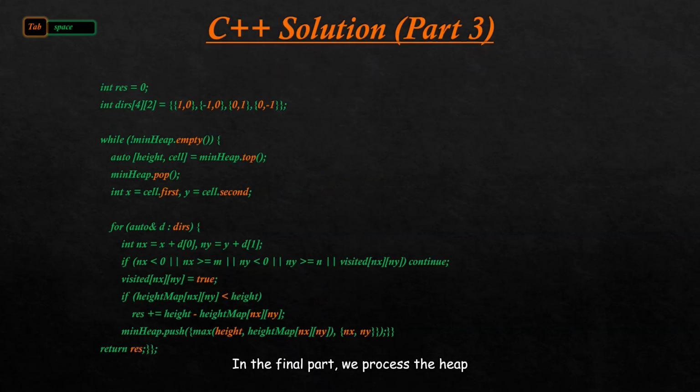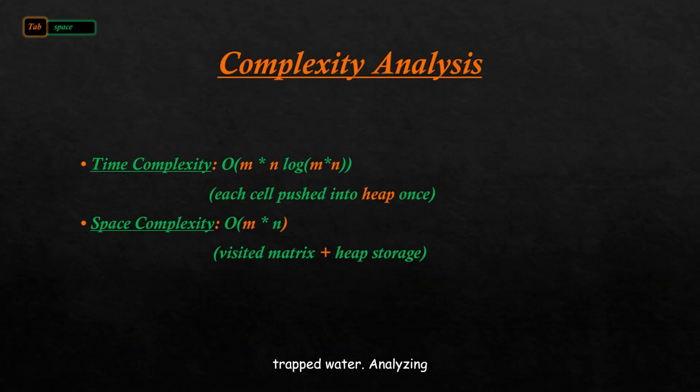In the final part, we process the heap until it becomes empty. For each cell, we check all 4 neighboring directions. If a neighbor is unvisited, we mark it visited. If the neighbor's height is lower than the current boundary, we calculate the water trapped as the difference. Then we push the neighbor into the heap with an updated height equal to the maximum of its own height and the boundary. When all cells are processed, we return the total amount of trapped water.